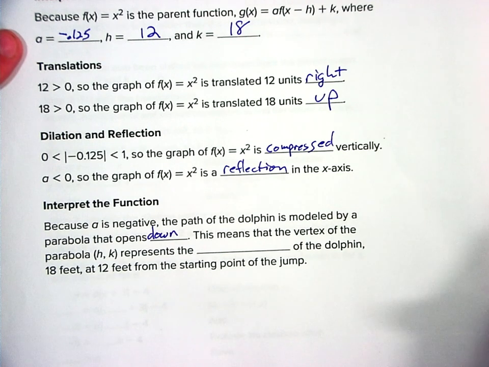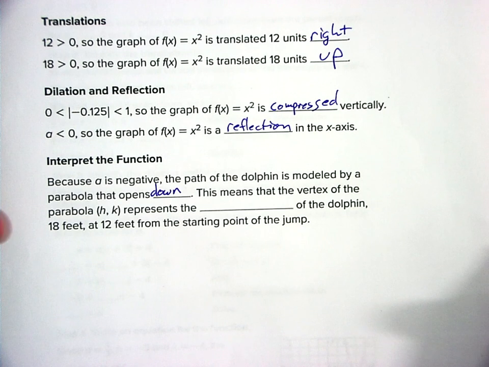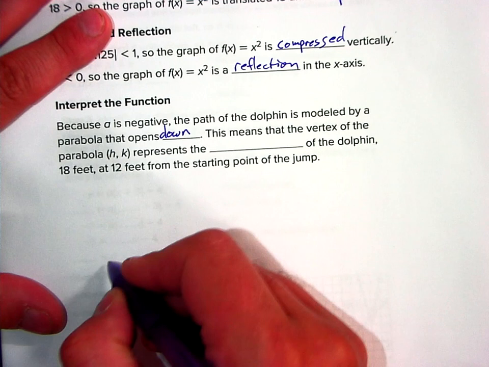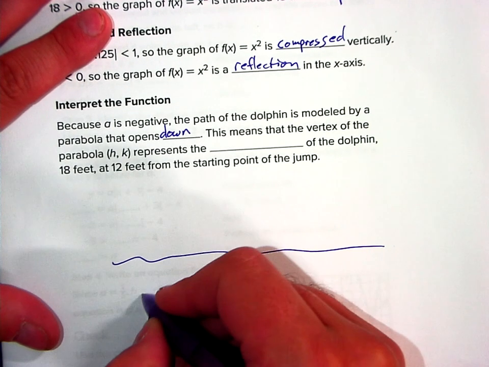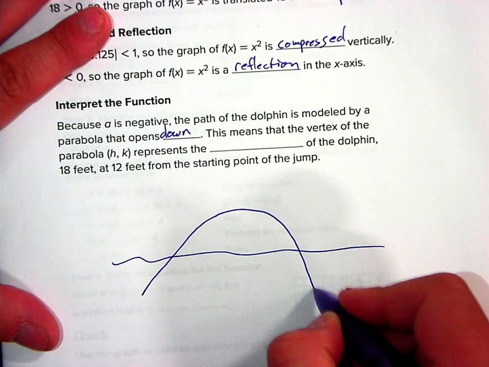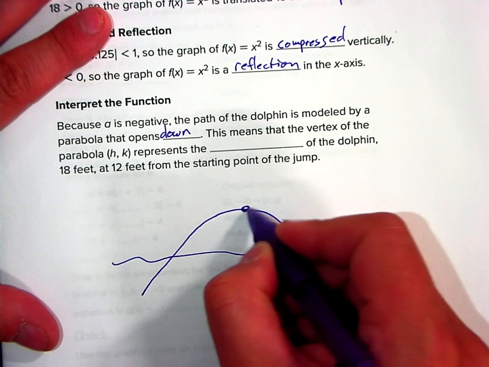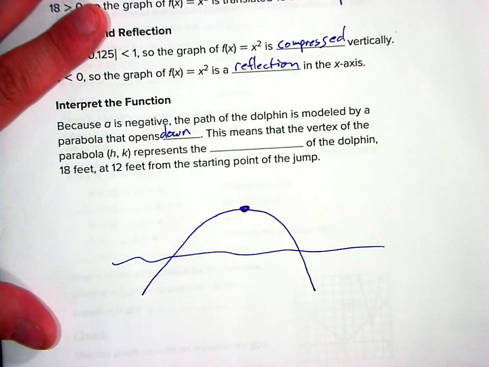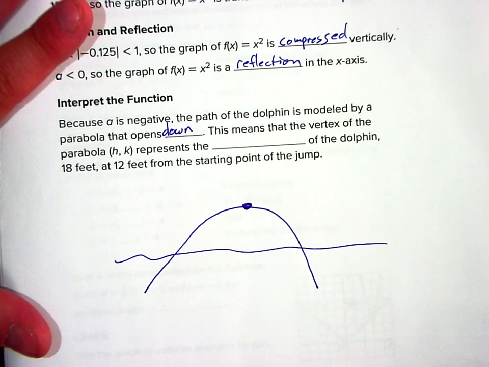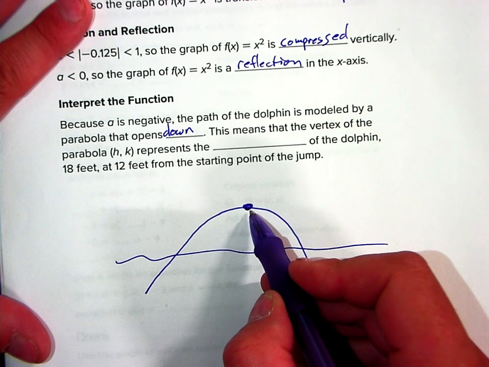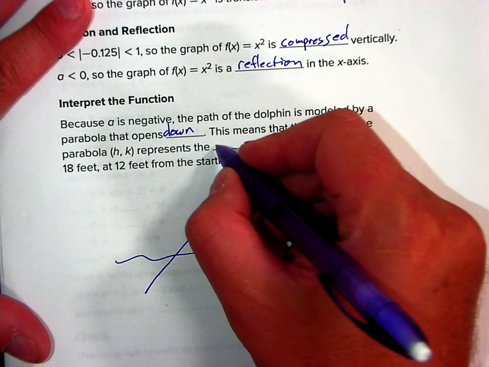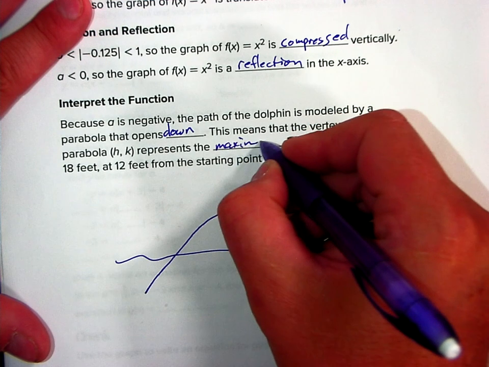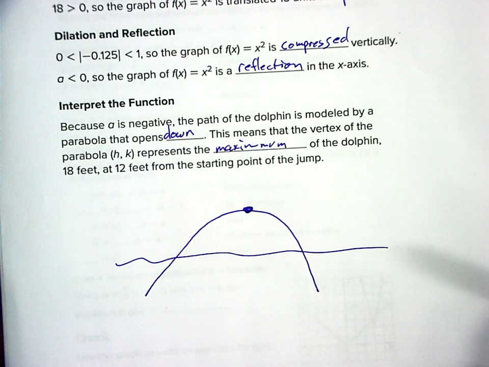This means that the vertex of the parabola, h, k, represents the what of the dolphin? Because we have water here, right? Our dolphin comes out of the water and comes back down. So what is this point right here? Okay, it is the vertex, but if you remember earlier in the chapter we learned about extrema. Is this the minimum or maximum height of the dolphin? So it is the maximum. On that note, turn the page, please, when you finish writing that.